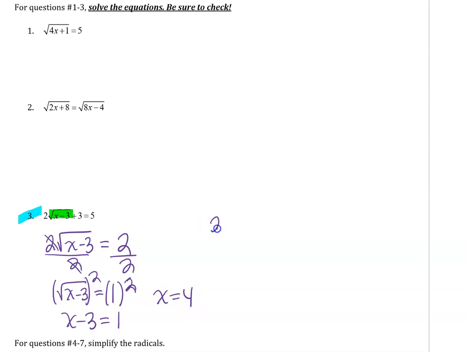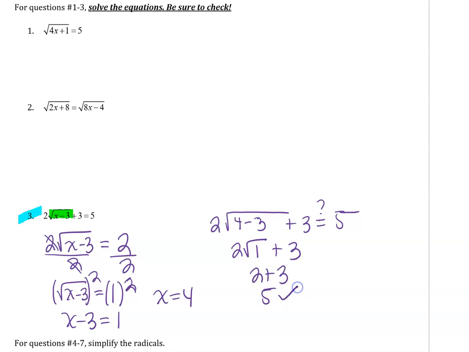Then you can check your equation by going back to the original, plugging 4 back in for x, and seeing does it check. Does the left-hand side equal the right-hand side? 4 minus 3 is 1. 2 times 1 is 2. 2 plus 3 is 5, and that does check. So x equals 4 is our solution.